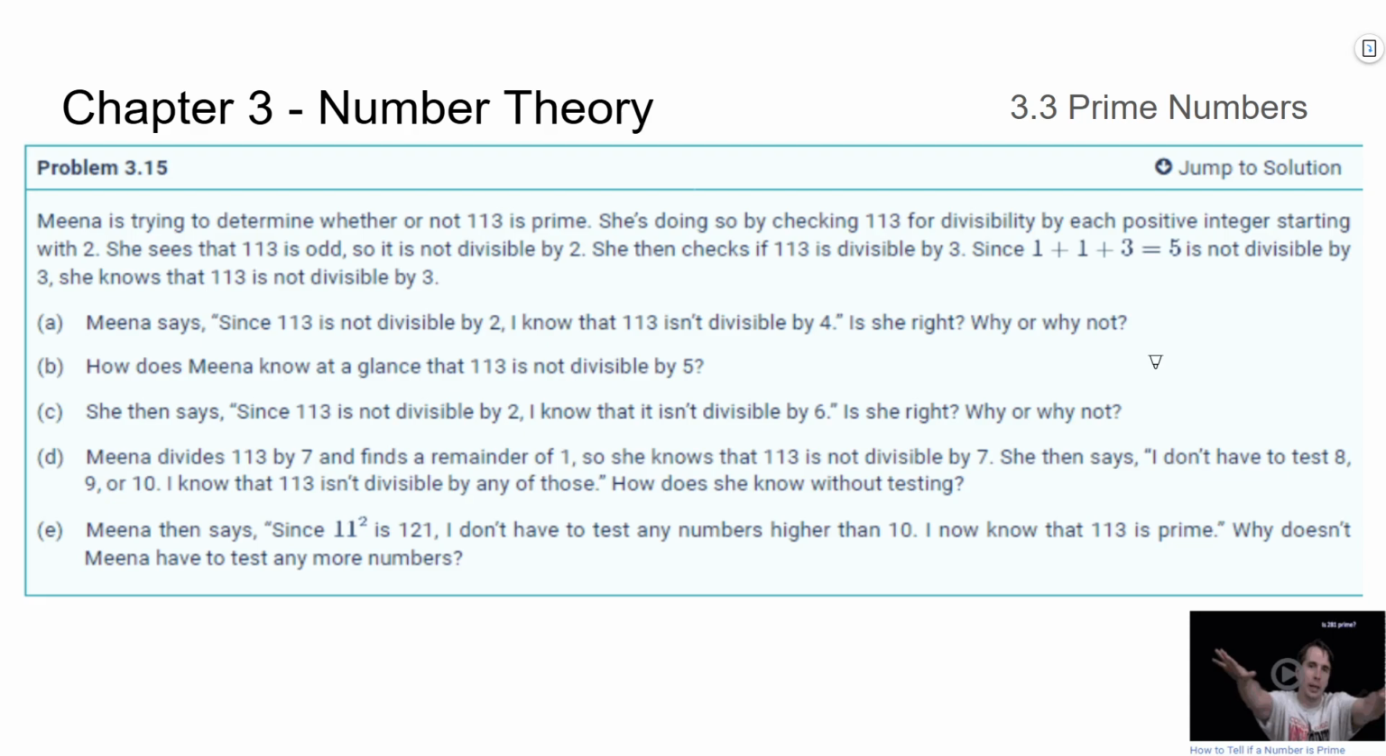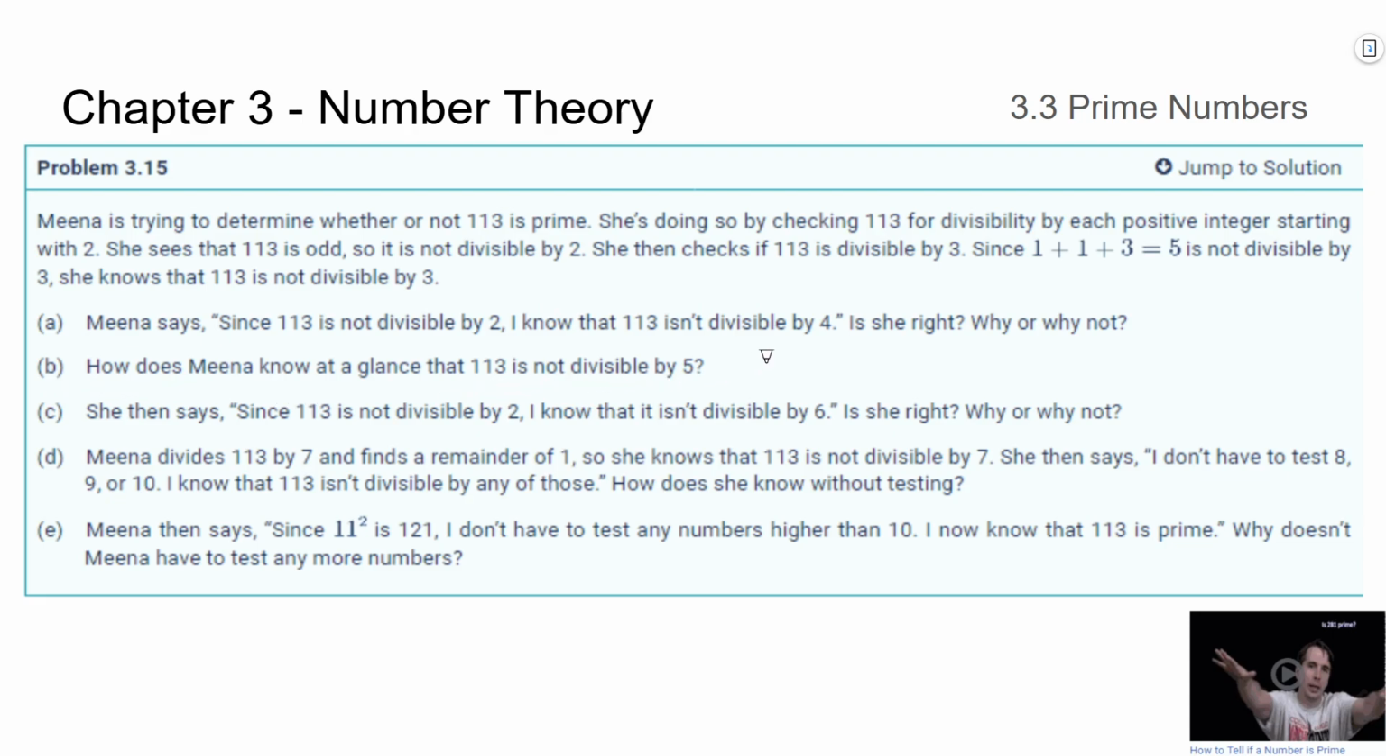Just like all multiples of 9 are going to also be multiples of 3. 9 is a multiple of 3, 18, 27, 36, 45. These are all multiples of 9 that are also multiples of 3. So yeah, we can say that if it is not a multiple of 2, then it cannot be a multiple of 4.